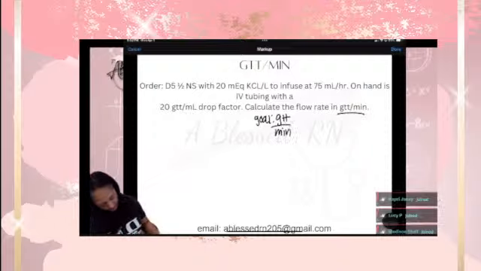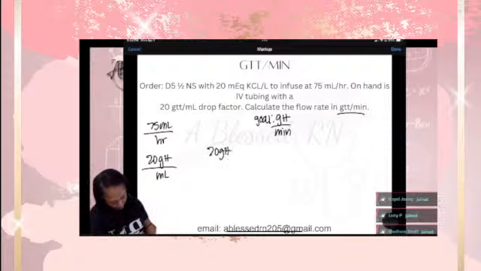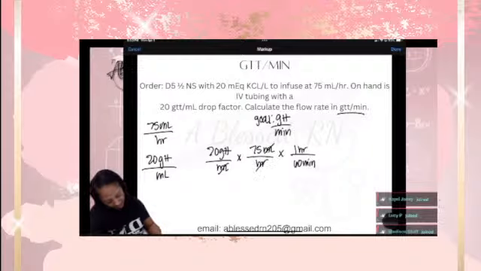Okay. So what we need to do is our 75 milliliters per hour. We've got a drip factor of 20 drops per milliliter, and we need to find drops per minute. Okay, so we got 20 drops on the bottom, milliliter. We put our 75 milliliters an hour, and we want minutes to be on the bottom, so we'll do our 1 hour is 60 minutes. And our puzzle is now complete.